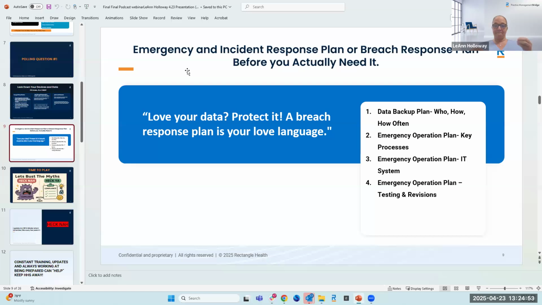But don't forget, even small incidents, okay? Sending an email to the wrong patient can be a breach. If you don't have a plan, you'll waste vulnerable time trying to figure it out on the fly. That delay could cost you fines, lawsuits, and honestly, sometimes the most important thing, trust.